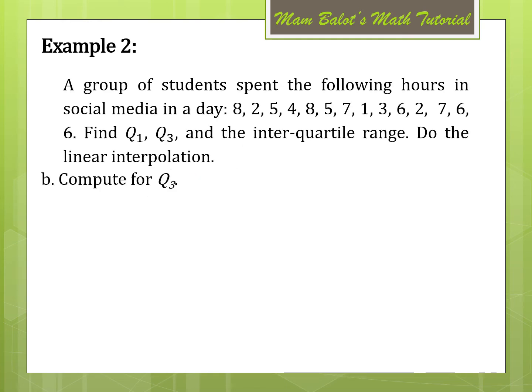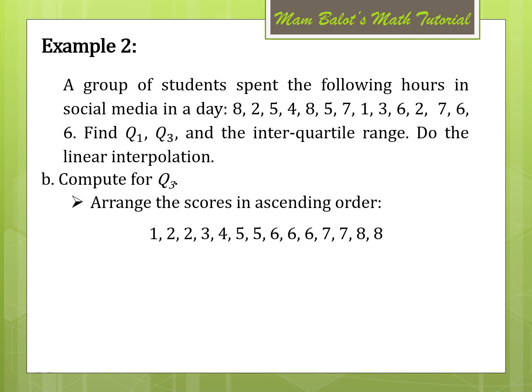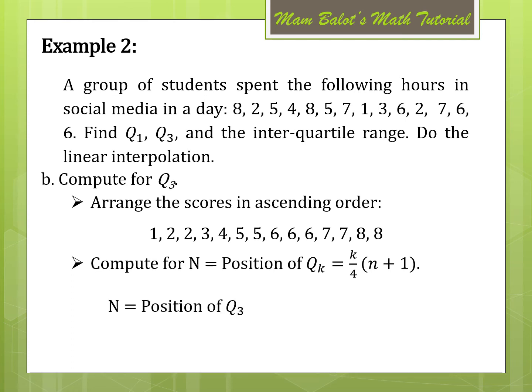Now we compute for the third quartile. So we then arrange and then compute for n. So since we are computing for q sub 3, our k now is equal to 3. So we have 3/4 times 14 plus 1, which is equal to 3/4 times 15, which is equal to 11.25.